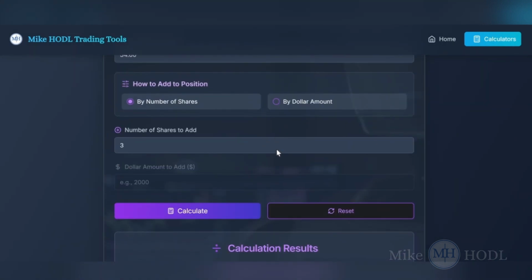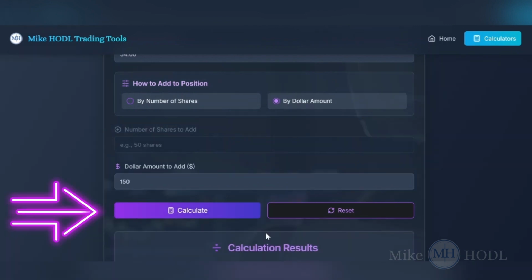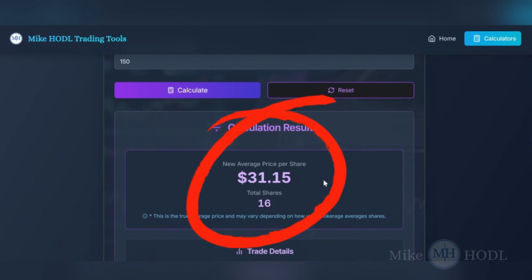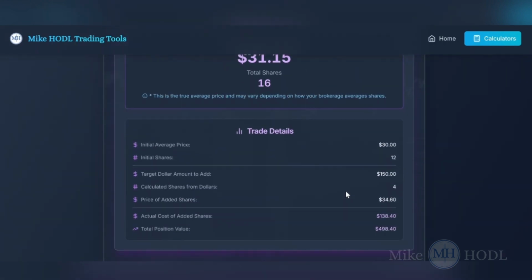Now, we can go and select dollar amount for how we want to add to this position. And let's just say we want to add $150 to this position. And we press Calculate. Now you can see the new average price per share is $31.15, and that will bring our share size up to 16 shares. So the initial share size was 12.